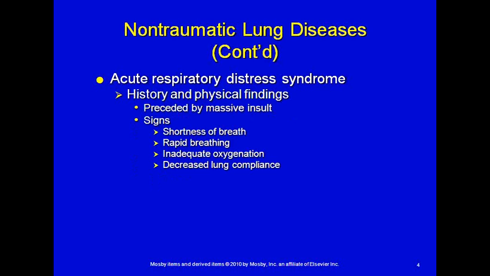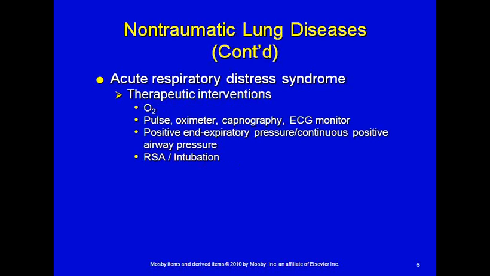And some of the history and physical findings that you're going to have with ARDS is that there'll be some sort of history of a massive insult to the body. Signs are going to include shortness of breath, rapid breathing, inadequate oxygenation, high CO2 levels, and decreased lung compliance as a result of the pulmonary edema.